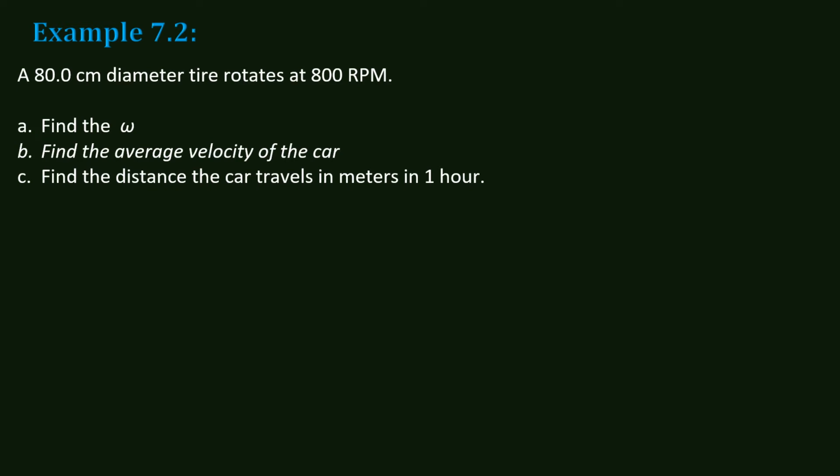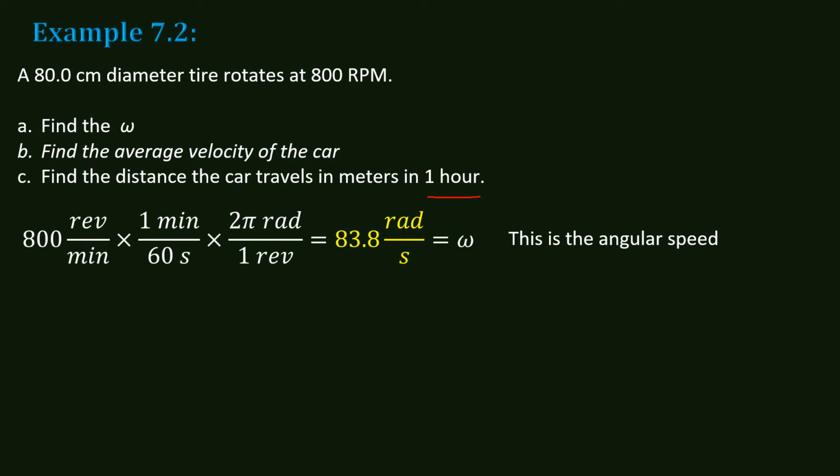Okay, so let's go ahead. The first thing that we're going to do is convert this 800 RPM to rads per second. Okay, and so this is omega, 83.8 rads per second. This is the angular speed. So we found A.